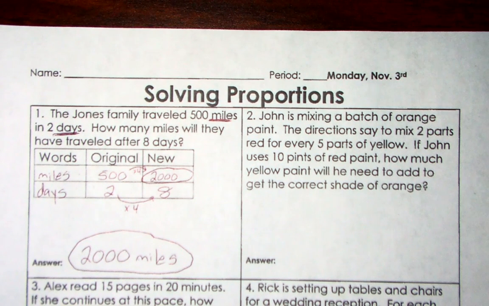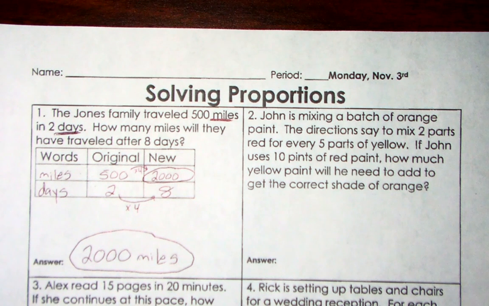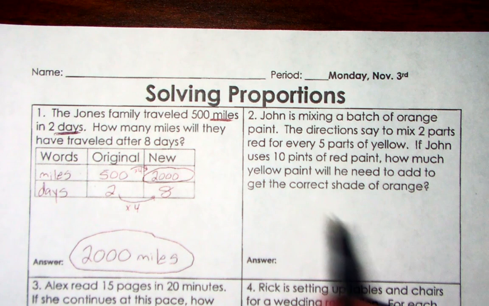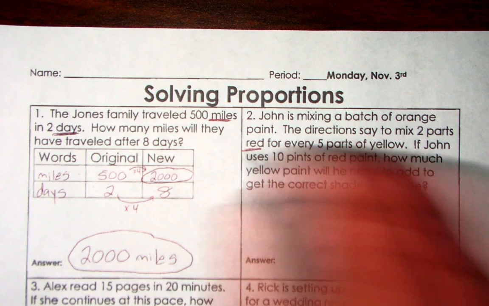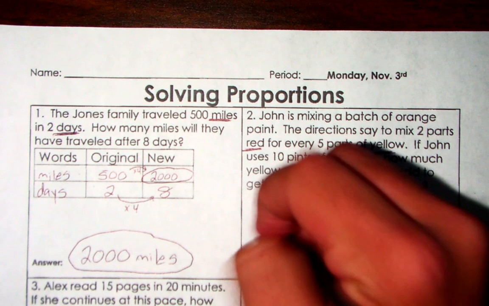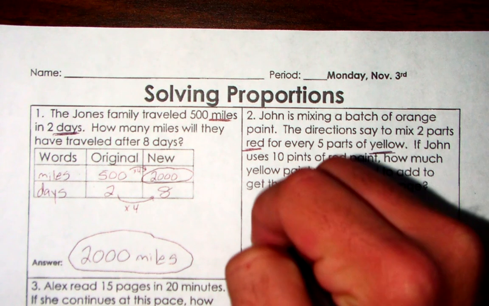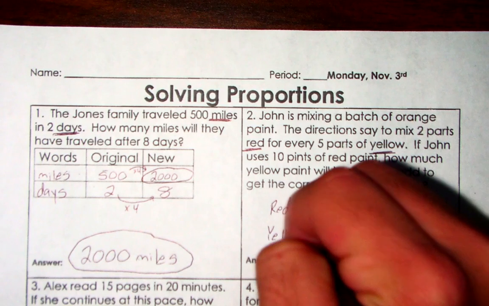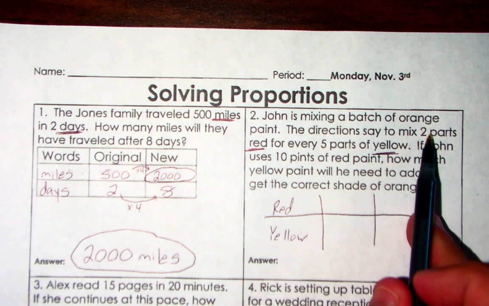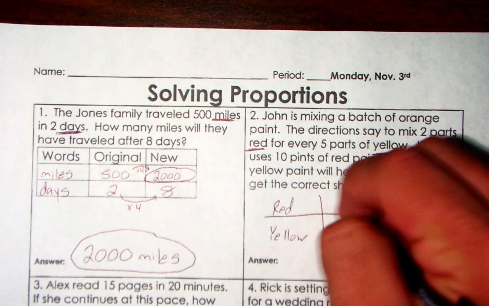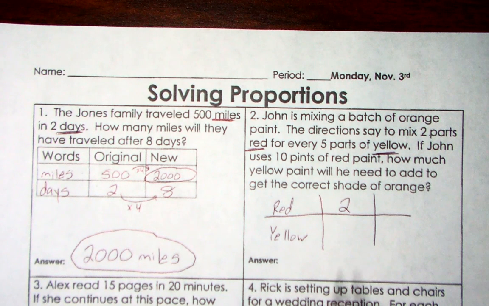Alright, number 2. John is mixing a batch of orange paint. The directions say to mix 2 parts red for every 5 parts yellow. So here we go. We have red to yellow. Since red came first, it goes on top. It says for every 2 red, you have 5 yellow.